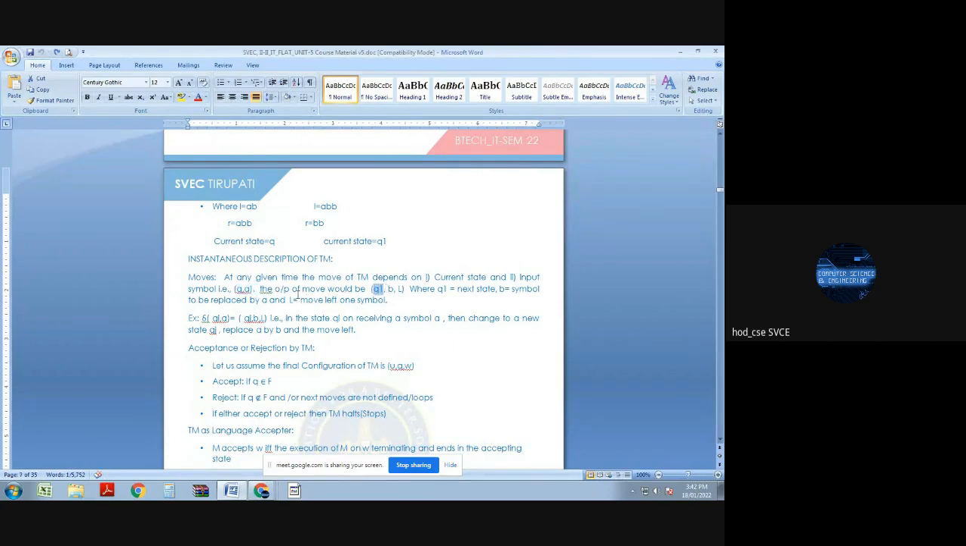At any given time, the moves of a Turing machine depend on the current state as well as the input symbol. So what is the current state and what is the input we are giving? Depending upon this, the Turing machine will move.